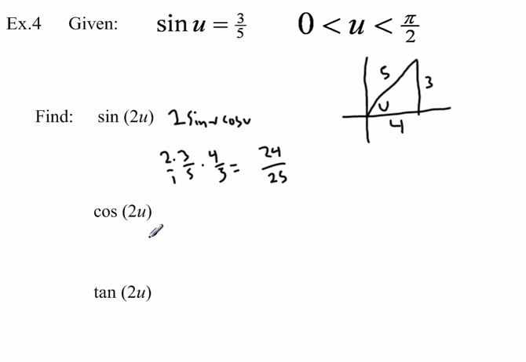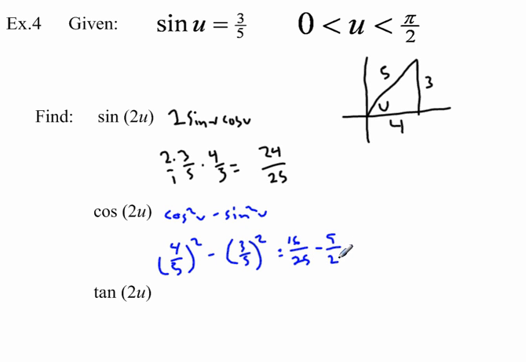Cosine of 2u. Well, that's going to be equal to the cosine squared of u minus the sine squared of u. So cosine of u is 4/5, and we'll square that, minus sine squared of u, which is 3/5, and we'll square that. So that gives me 16/25 minus 9/25, which is equal to 7/25. Last but not least, the tangent of 2u. This is the easy one because it's equivalent to sine over cosine, which is 24 over 7. All right, so there's some uses of our double angle formulas.